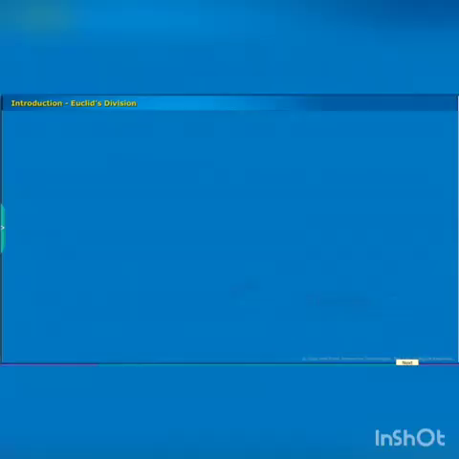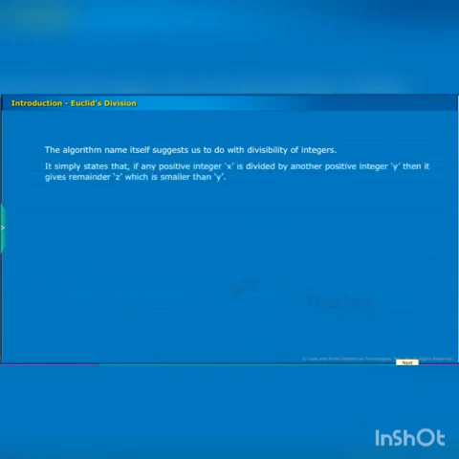Let us know about Euclid's division algorithm. The algorithm's name itself suggests it has to do with divisibility of integers. It simply states that if any positive integer x is divided by another positive integer y, then it gives a remainder z which is smaller than y.